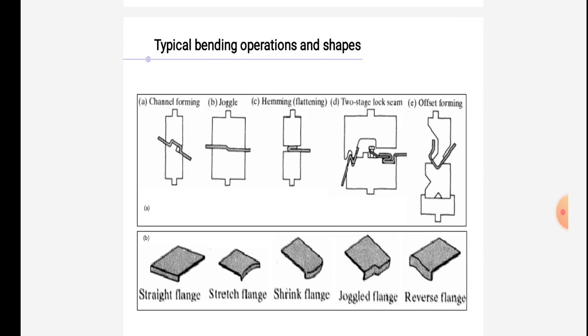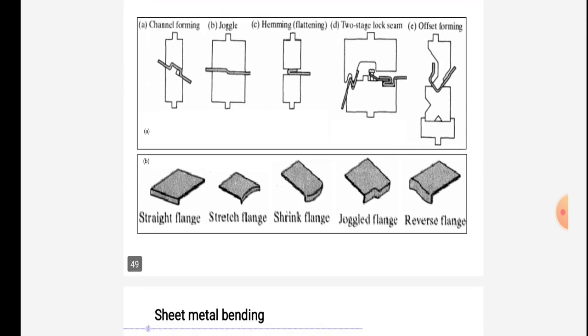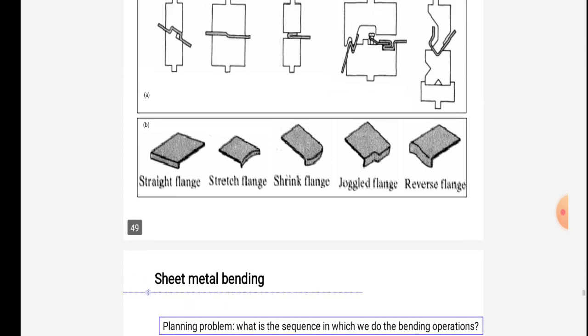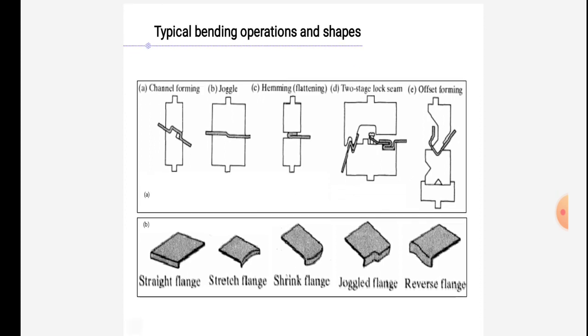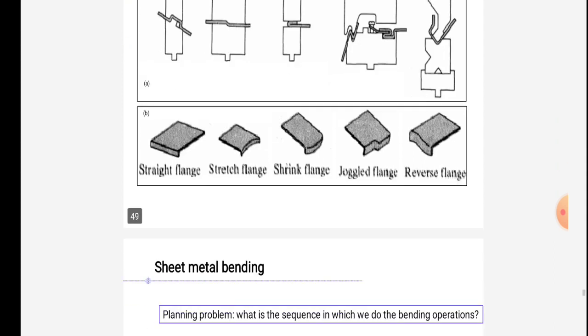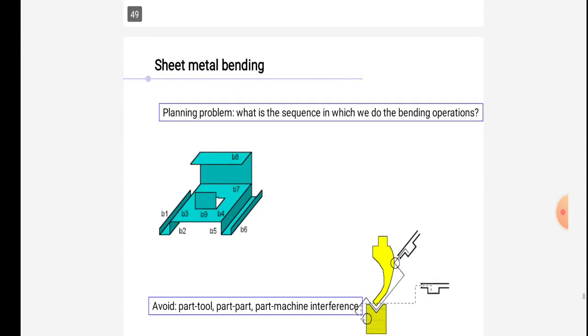Channel forming, joggle, hammering, flattening, two-stage, lock seam, offset forming, straight flange, stretch flange, shrink flange, joggled flange, reverse flange. These are examples of the flange. That is typical shapes of bending operations.